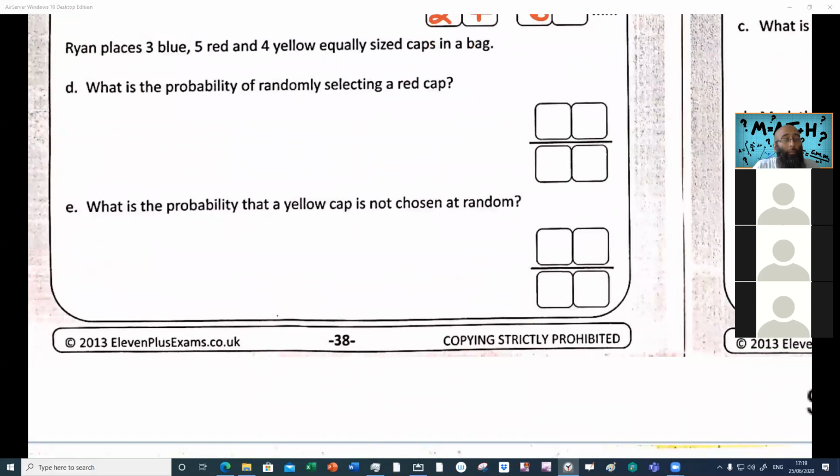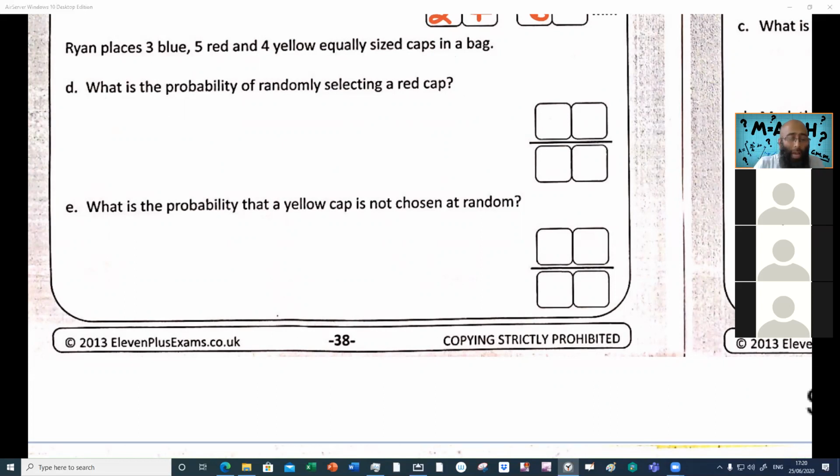Ryan places 3 blue, 5 red, and 4 yellow equally sized caps in a bag. What is the probability of randomly selecting a red cap? Okay, fantastic, beautiful question. Did you manage to do this question, Idris? Yeah. Okay, so what is the probability? Probability means what's the chance of it happening?